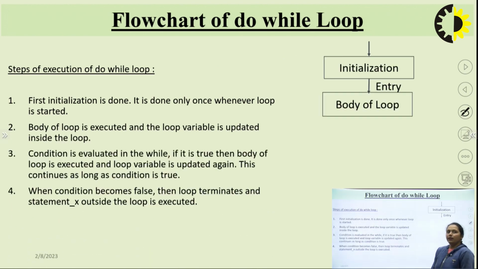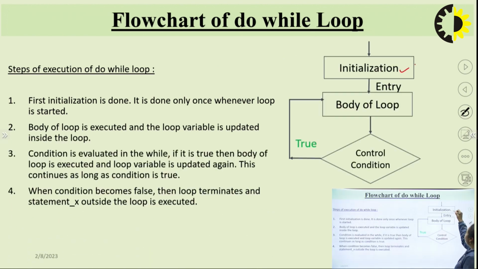So this is the flow chart. First of all, initialization is done. After initialization, entry into the loop body happens, and after execution of the loop body, the control condition is checked. Now if the control condition is true, again the body of the loop will execute, but if the condition becomes false, it will come out of the loop. Now statement X will be executed.